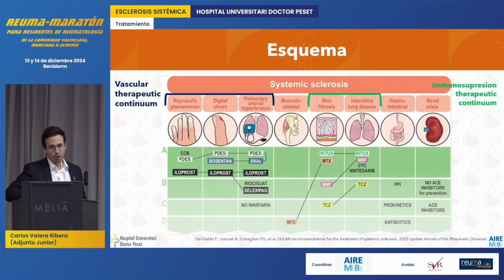Well, we're going to focus on all the manifestations, but many of the things I'm going to talk about actually go beyond what's included in the guidelines. EULAR classifies in the latest EULAR guidelines from 2003. What they do is they define an immunosuppressive continuum, meaning the manifestations that are mediated by the immune system and therefore will respond to immunosuppressants, such as vascular manifestations, pulmonary hypertension, digital ulcers, and Raynaud's phenomenon.